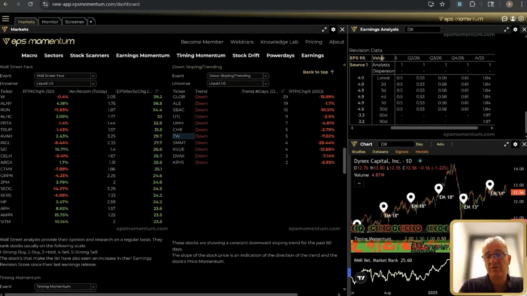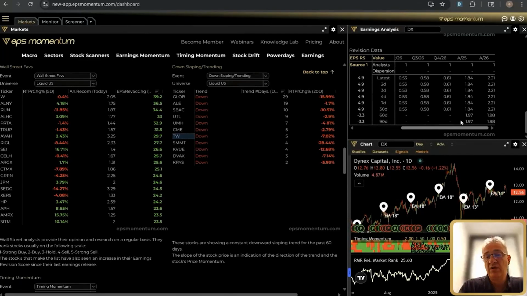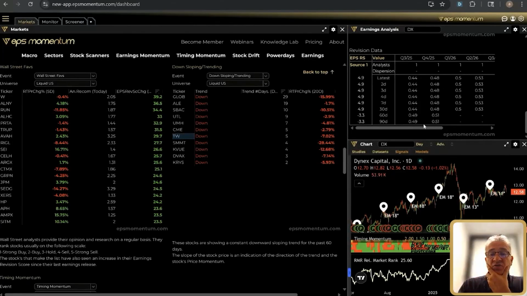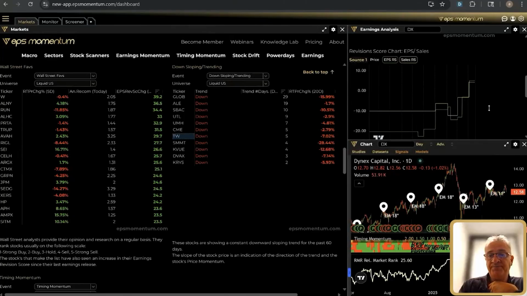Okay, so I'm going to look at the value here. So I can see all those earning estimates 30 days ago, 90 days ago, for the next quarter or year or so. So these are changing over time. See 1.97, and a few days ago was 1.84. And these are changing or getting better or worse, and we can track them on the chart.